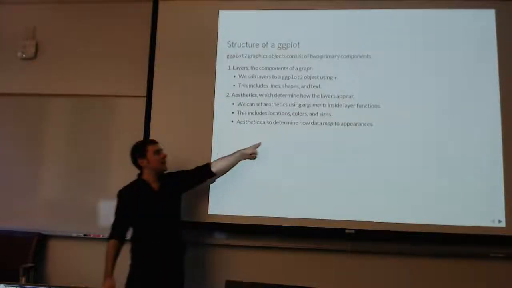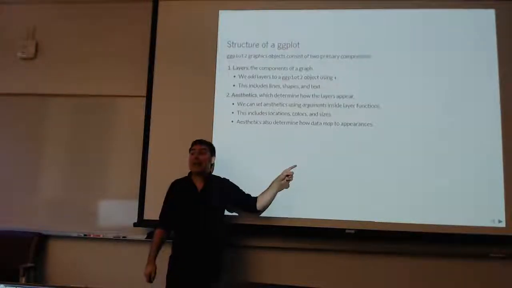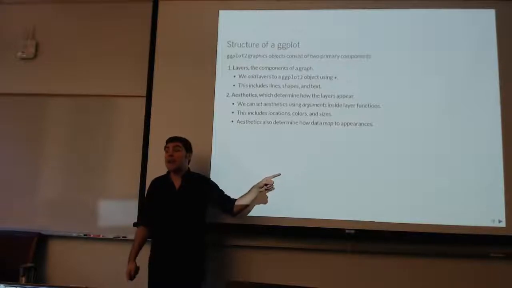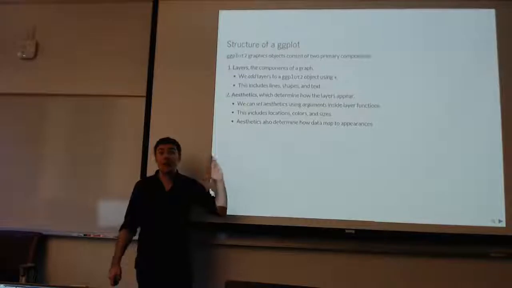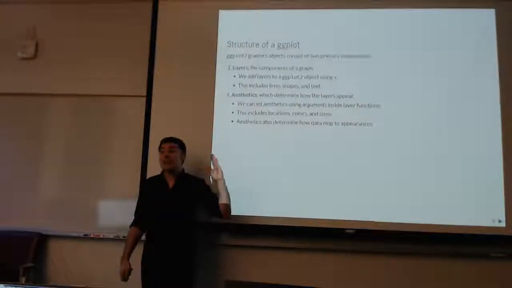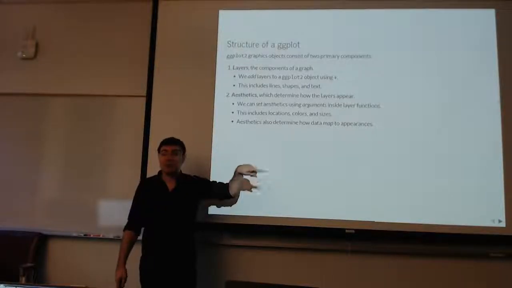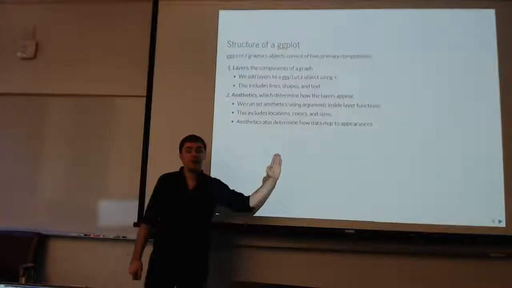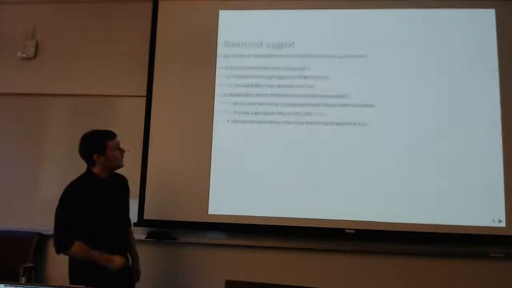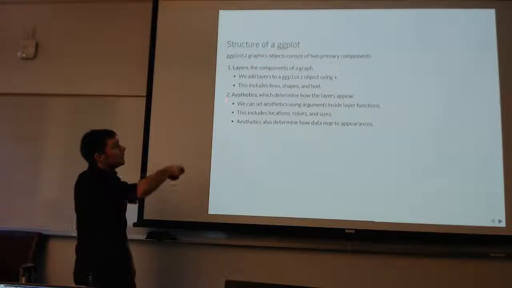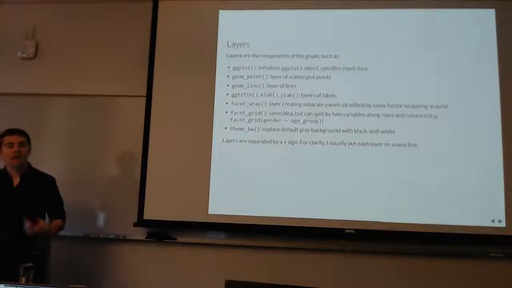Aesthetics also determine how data map to appearances. So you can set up something that maps a variable. Say we had year, and we wanted to control the x location of a dot. That is an aesthetic that you'd set. You'd say the x-axis, so x equals year. That means the x location on the scatter plot is being mapped to that particular variable. So these two big components do two very different things. What does it look like, or what options do we have for this sort of thing?